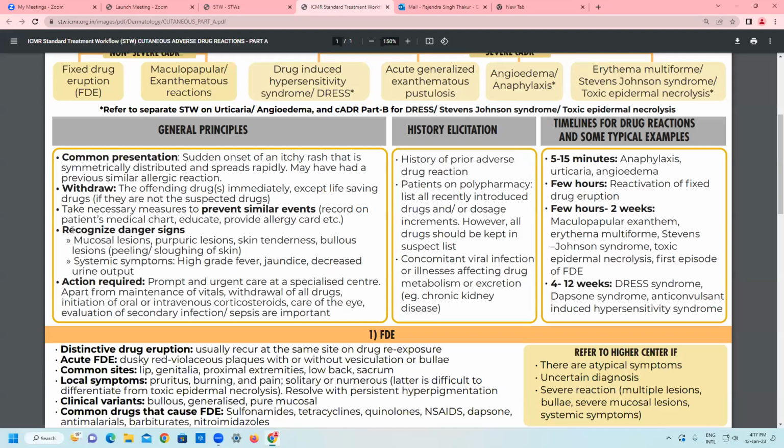If there is mucosal involvement, that means lips, oral cavity, eyes, genital mucosa, that means the patient is having a severe type of drug reaction, whether it is maculopapular drug eruption or Stevens-Johnson or toxic epidermal necrolysis.